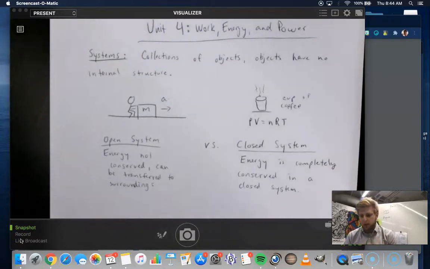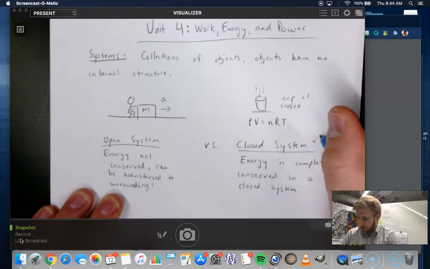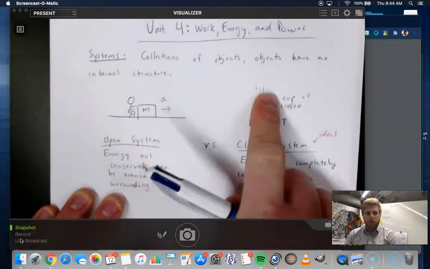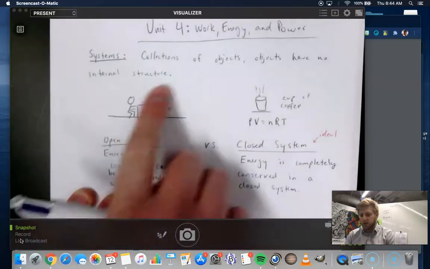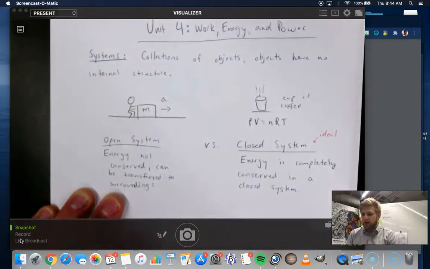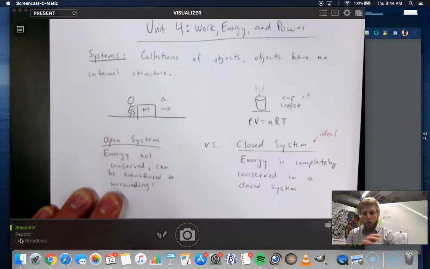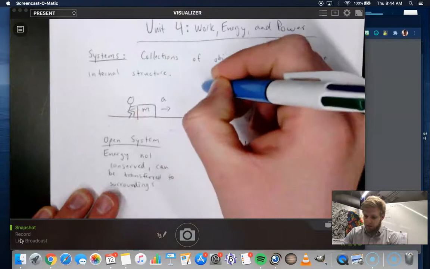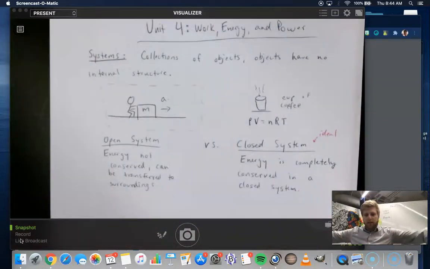That would be sort of the idealized case. So I'll write that word here, ideal or idealized. Sometimes what we'll do is assume that this is a closed system. We'll assume that no energy can go from the box to the floor. Or what we might do instead is treat this whole scenario like a closed system and ignore the outside world.